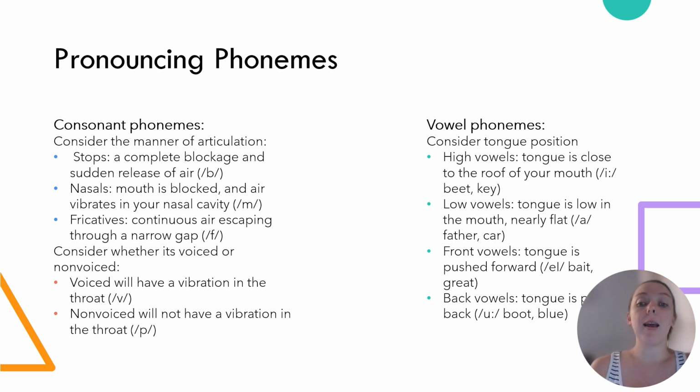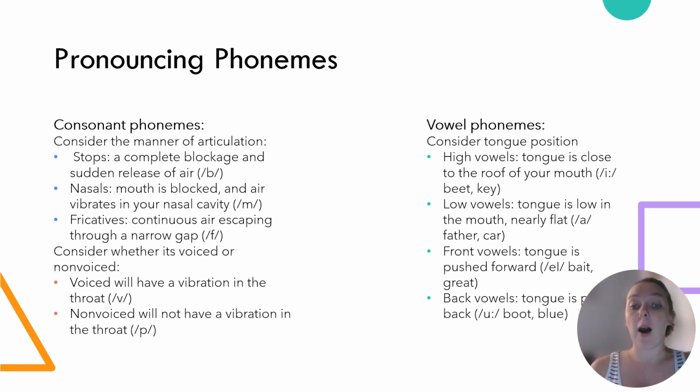Let's try it with beat or key. Your tongue is going to go up towards the roof of your mouth. Then there's low vowels. In this, your tongue is low in the mouth, sometimes flat. A good example of this would be the ah sound. Everybody do it with me. Ah, as in father or car. Your tongue is going to be close to the bottom of your mouth.